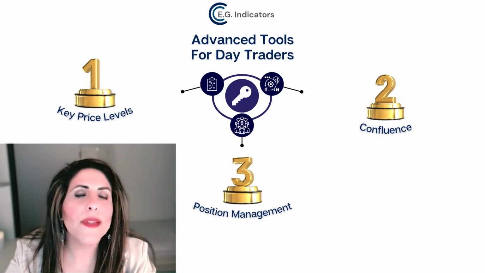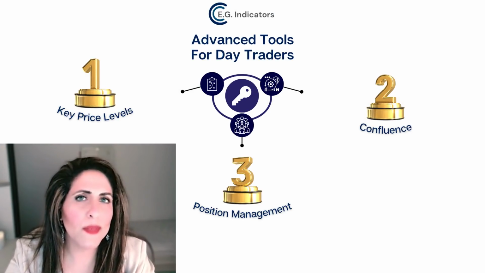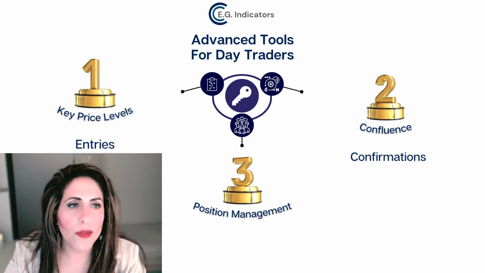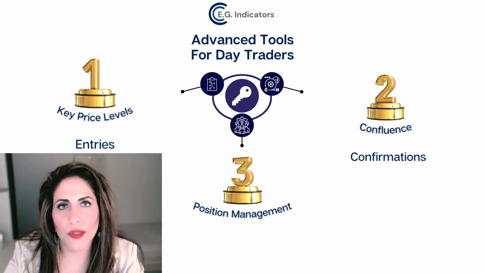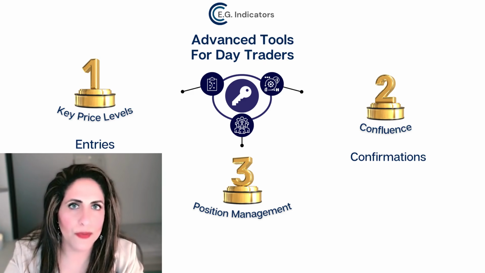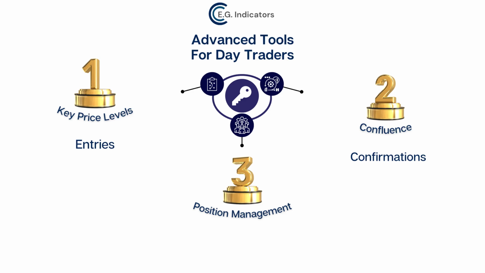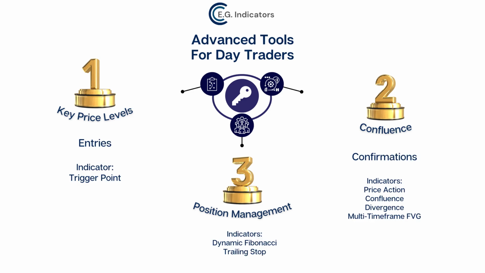So I speak about a trading arsenal consisting of three types or families. The first is high probability entries, position entries, entry confirmations, confluence, and position management. The relevant indicators for each family are the trigger point for entries; price action, confluence, divergence, and fair value gap zones can confirm the entries. So these are confirmation tools. And the third family, which is position management, includes the dynamic Fibonacci and the trailing stop.